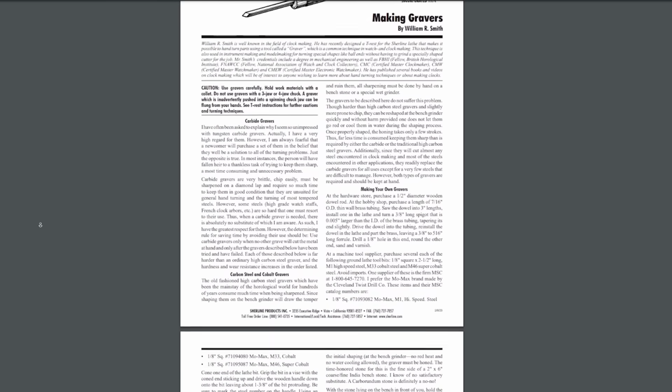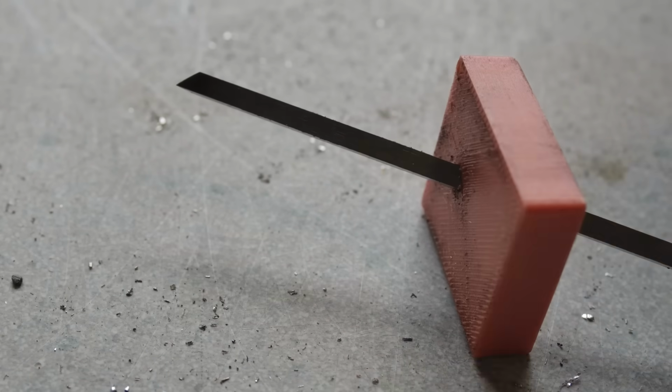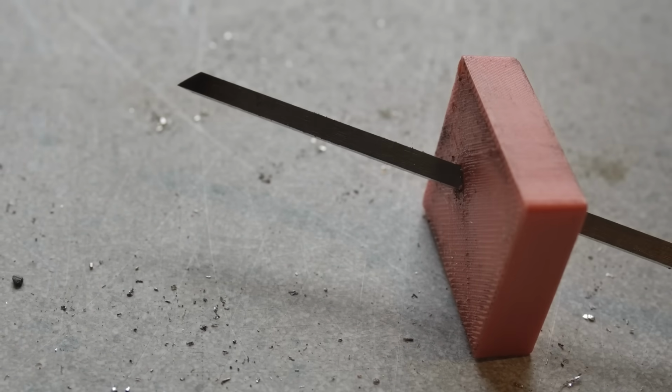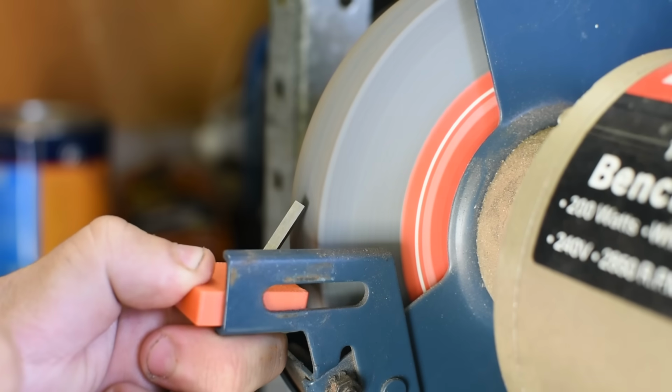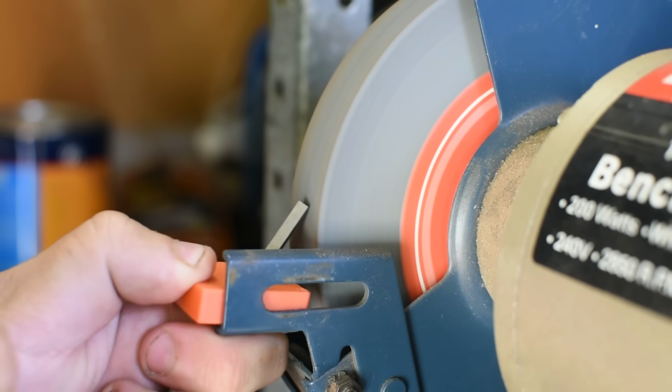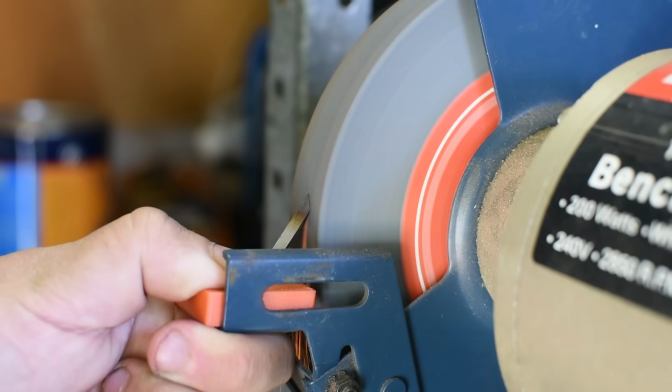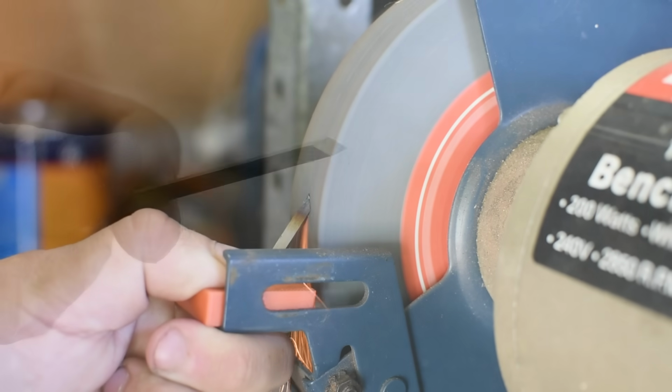pretty straightforward. Starting with some 3mm tool blank, I print a guide to hold it at a 60 degree angle. Pressing it against the bench grinder, I ensure it does not reach a red heat while grinding the face down into a diamond shape.